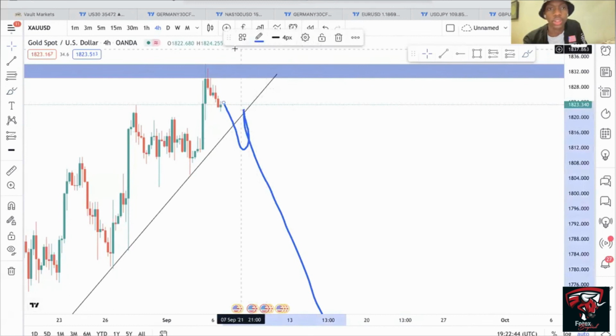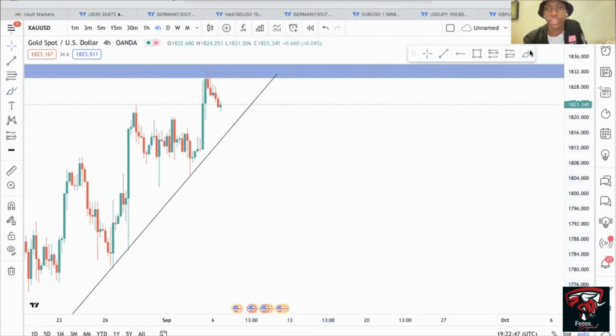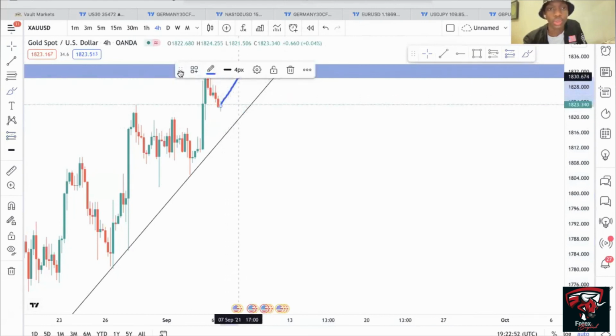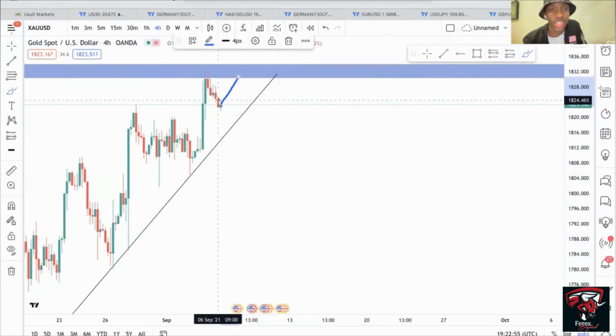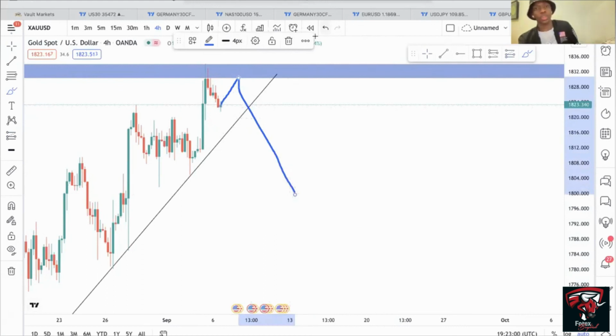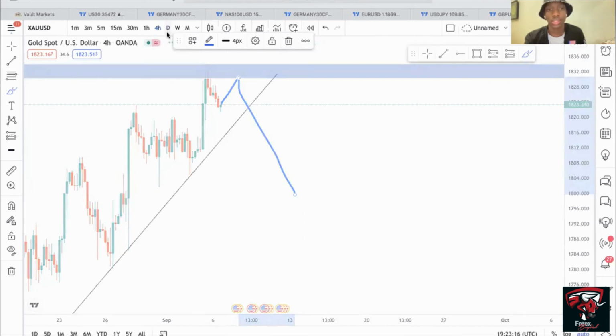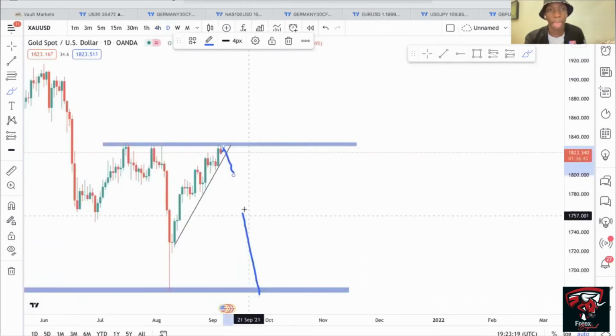Can we just delete this so I can say what I want to say? This thing could literally just reverse right now, go back to the zone to take out everybody who's been entering here, go back to the zone, then drop. So wait for gold to retrace to the zone or break this trend line, enter on the retest of the trend line. So yeah, that is an ascending channel. This thing is gonna drop big time, guys.